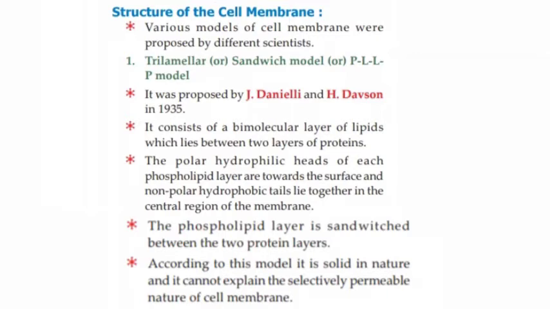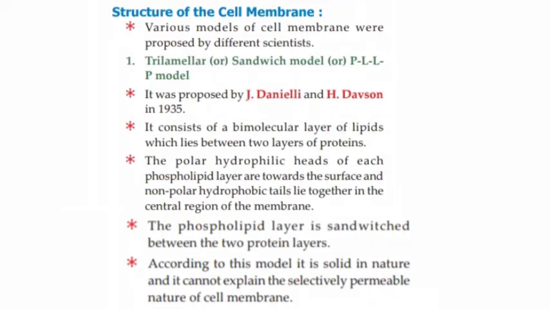Structure of the cell membrane. Various models of the cell membrane were proposed by different scientists. Number 1, trilamellar or sandwich model or PLLP model. It was proposed by J. Danielli and H. Davson in the year 1935.